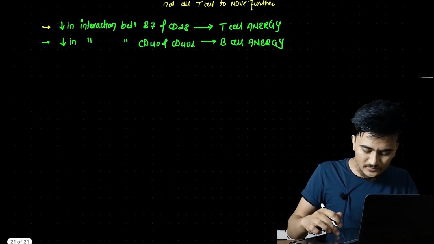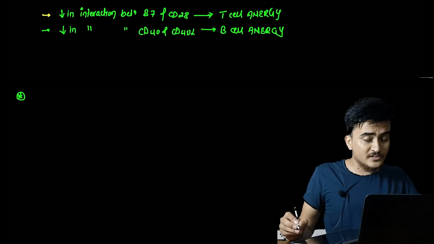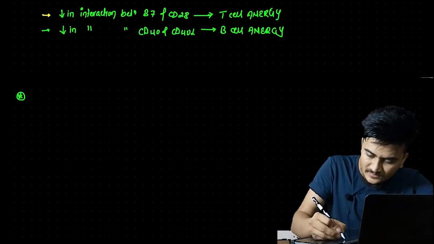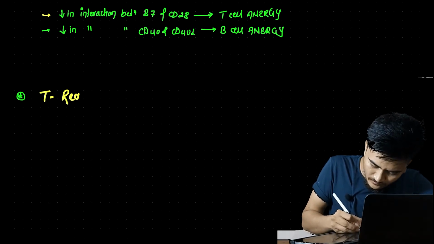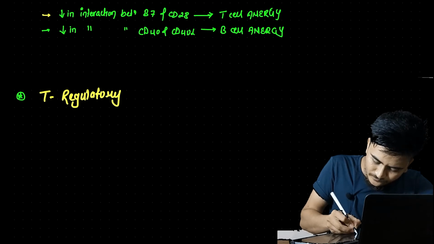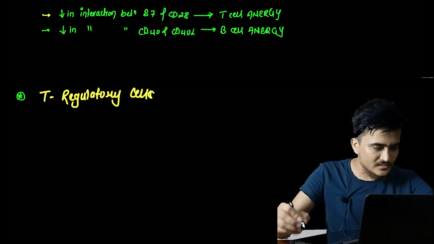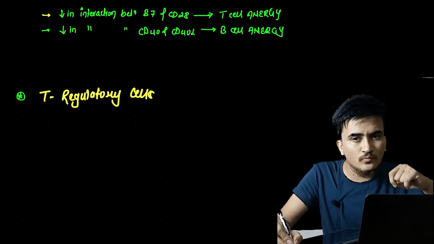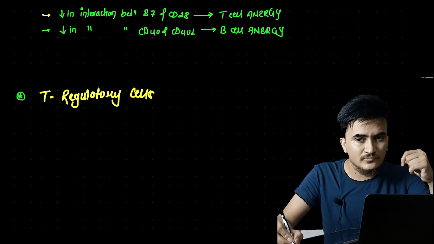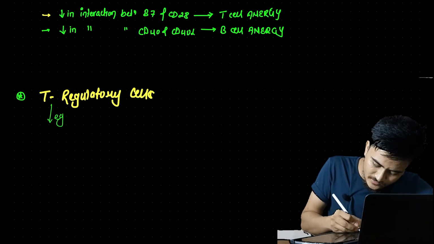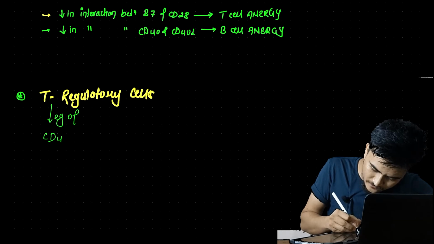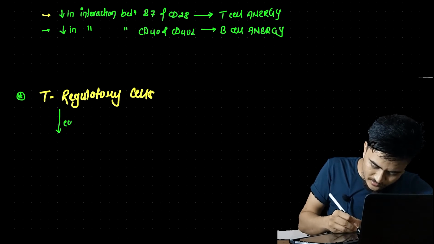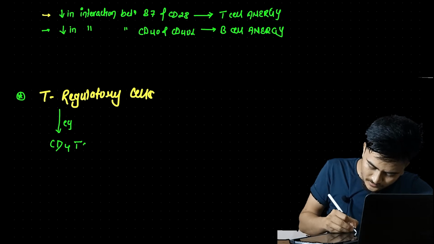Now let's move further, talking about another mechanism through which we gain peripheral tolerance: T regulatory cells. Now what are these T regulatory cells? These T regulatory cells are an example of CD4 cells. What are CD4 T cells? CD4 T cells are helper T cells. These are examples of CD4 T cells.